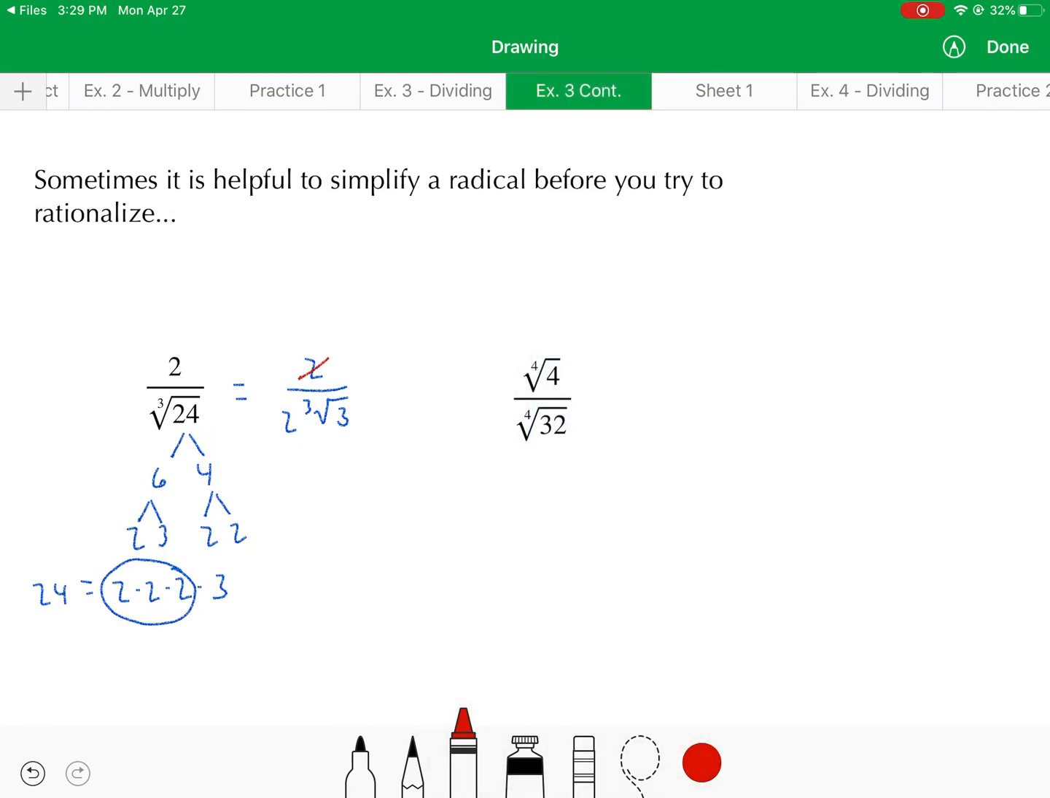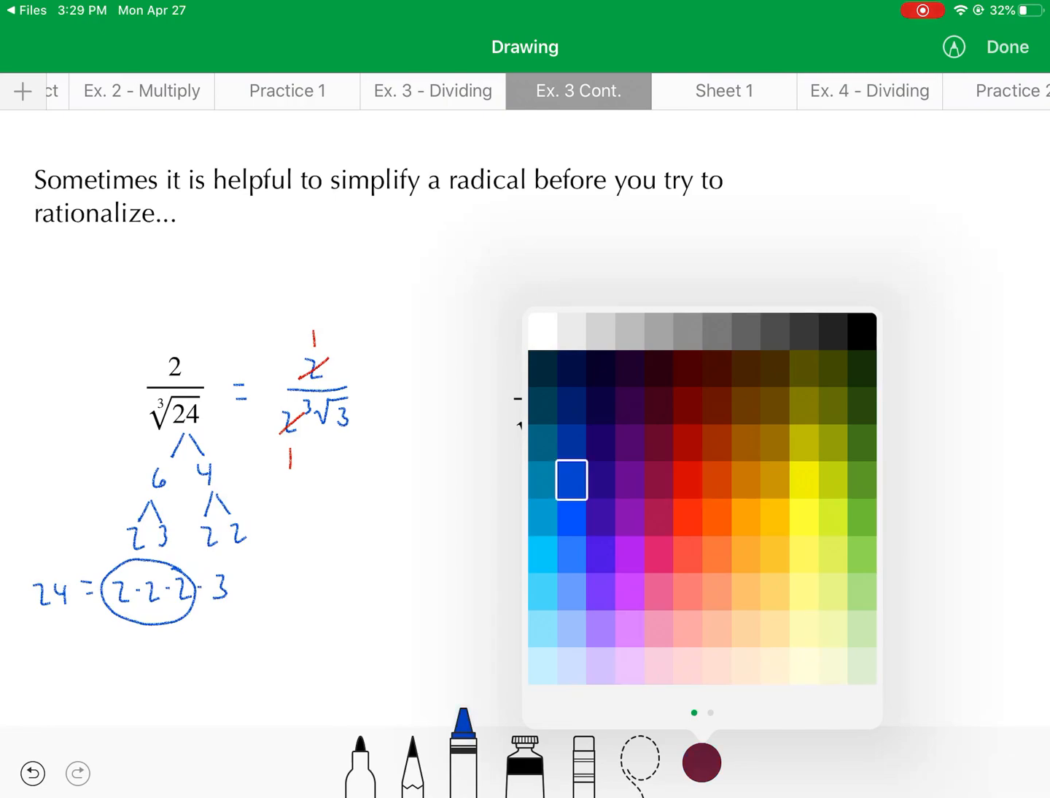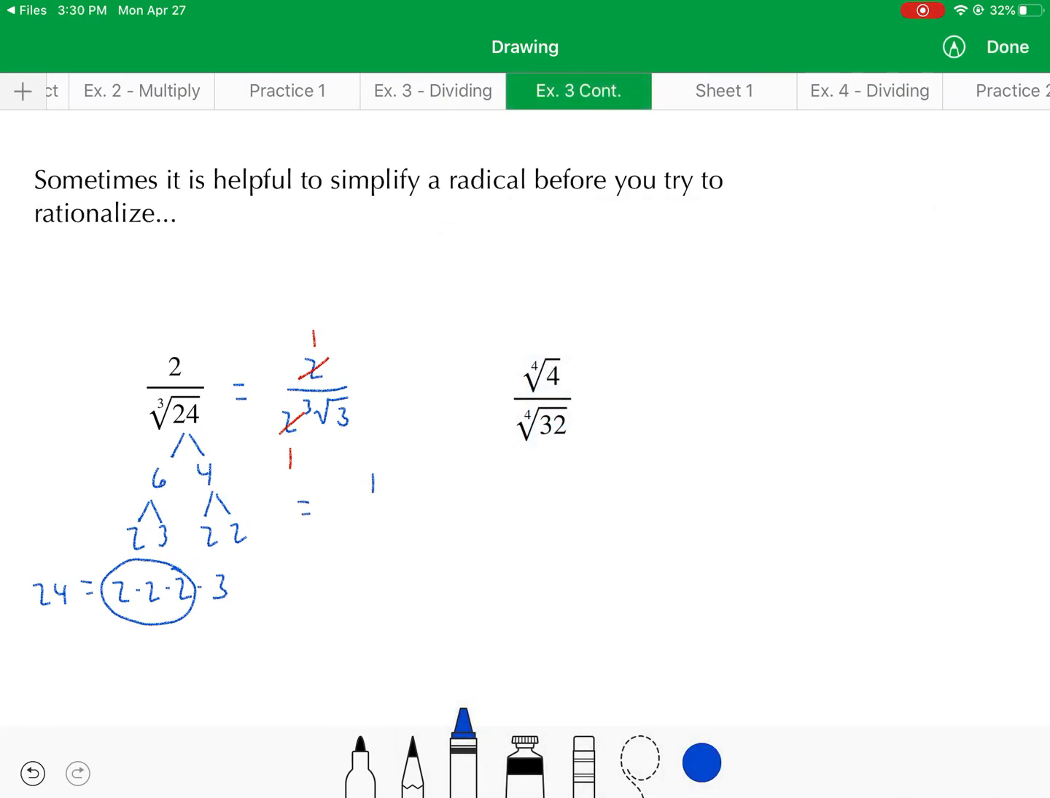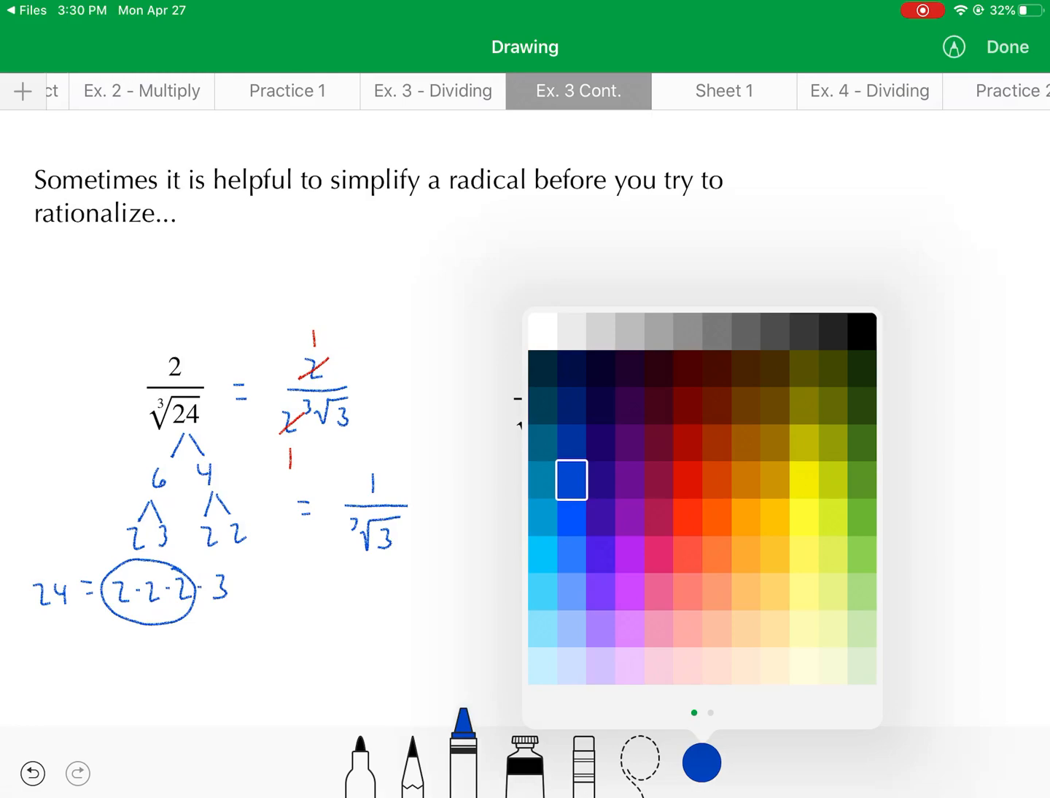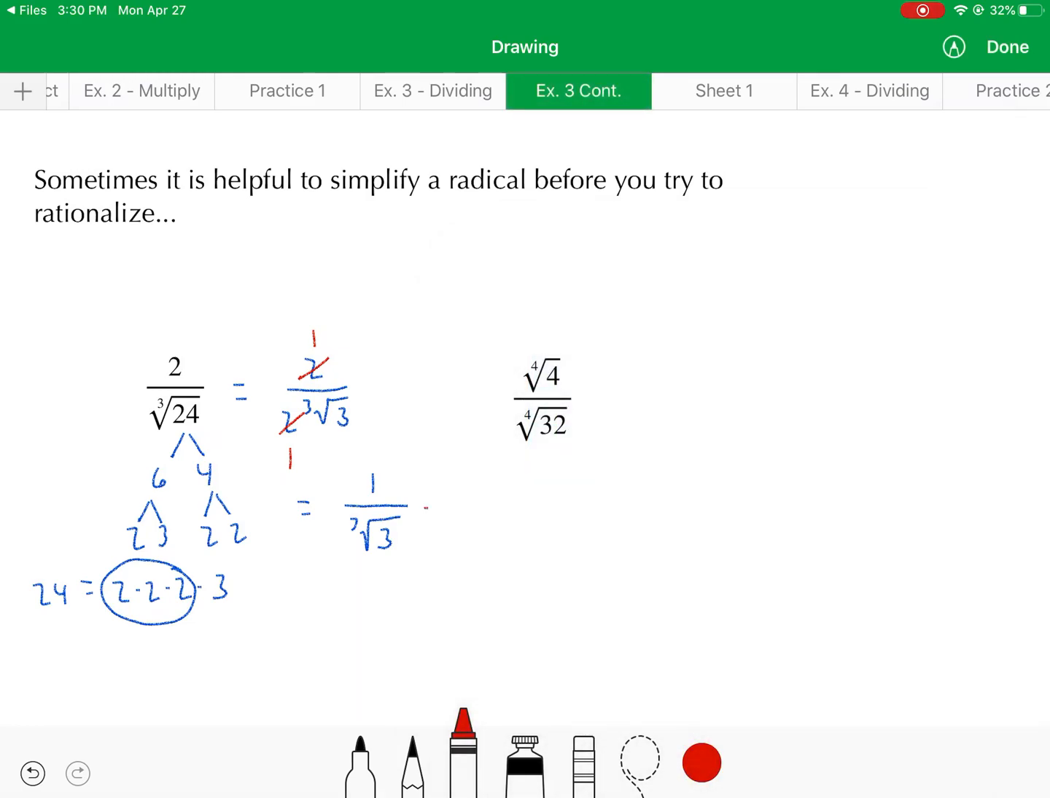Now once I do that, I can get these 2's to reduce to 1's. And that just makes things a little bit simpler for me. I now have 1 over just the cube root of 3. Okay. Now I need to multiply by a clever form of 1. I need to take the 3 that's in the radicand of the denominator, and I need to make it a perfect cube. I can do that by multiplying by the cube root of 9 over the cube root of 9. Okay.